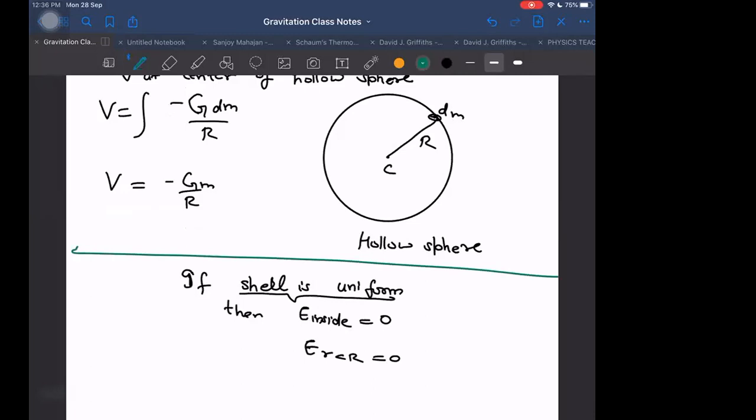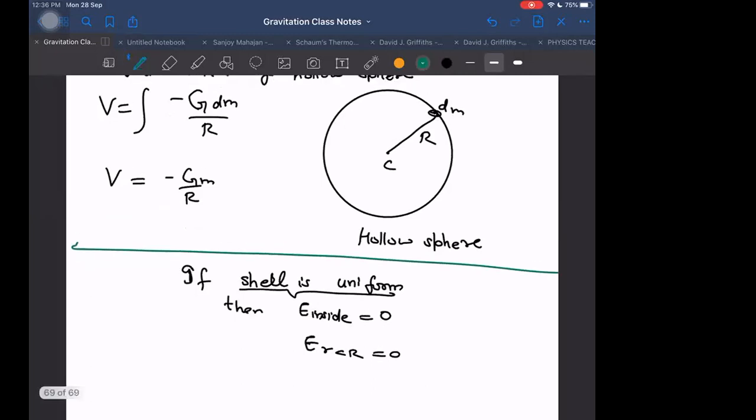From here it is a different analysis now for a uniform shell. Potential inside will be the same. If it is the same, then dV by dr will also be 0. And if the potential is the same, then dV by dr is 0.